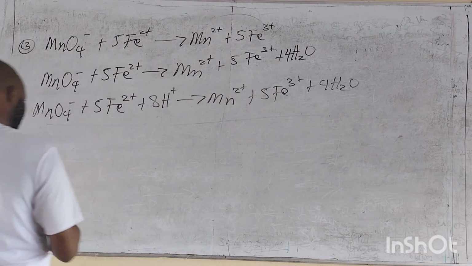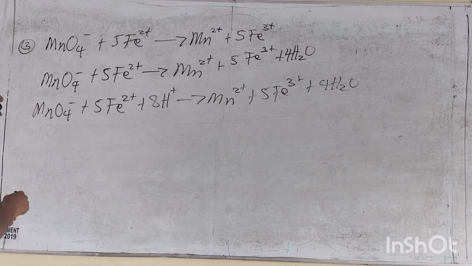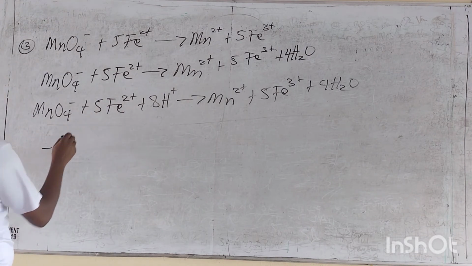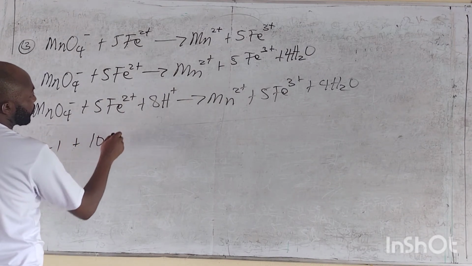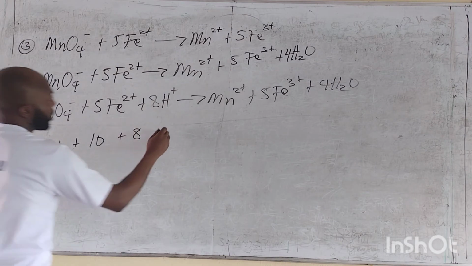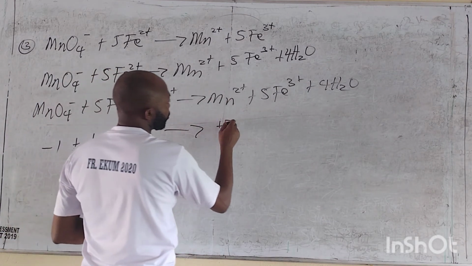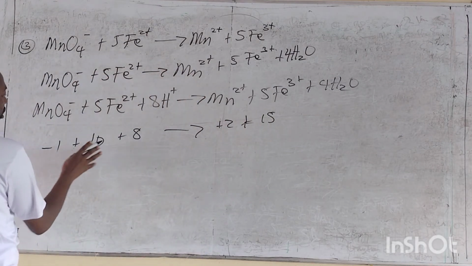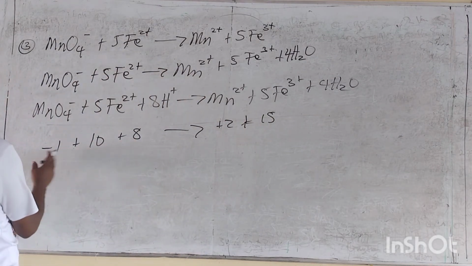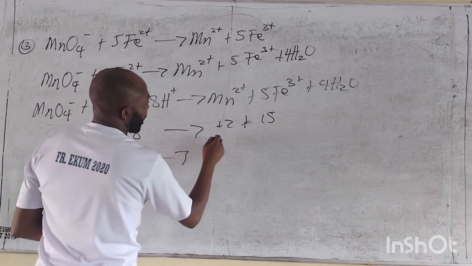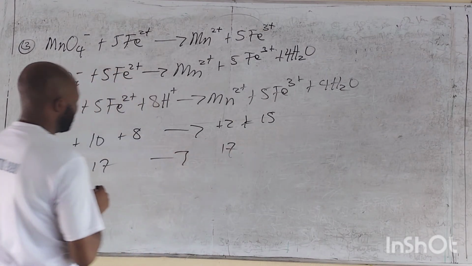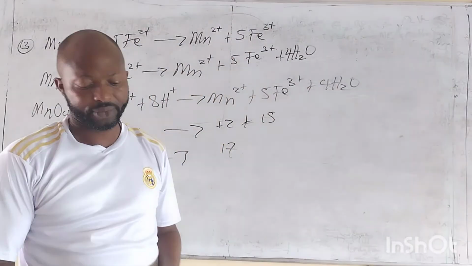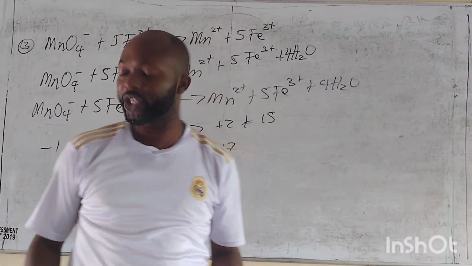Let's check. 1 times minus is minus. 5 times 2 is 10. So we have minus 1 here plus 10, plus here is 8, giving us plus 2 plus 15. 10 plus 8, 18, minus 1, 17, and 17. Seems like they won't balance previously, but this one, they didn't start from the beginning. So let's take another question.